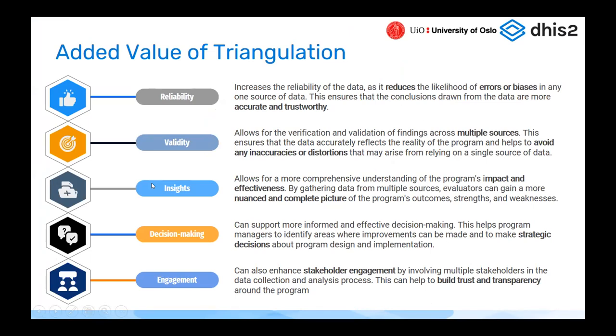Of course, by triangulating, you are also trying to reduce biases and errors so your data become more accurate. By having multiple sources, you try to avoid any kind of distortions that could arise from using just one single source of data. As a result, you might increase your effectiveness, because with a deeper understanding and a larger amount of data, you might have a more nuanced analysis of your information.